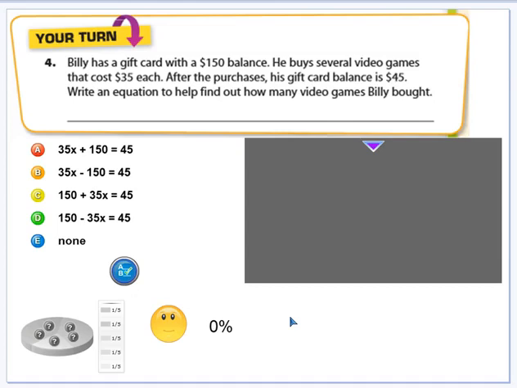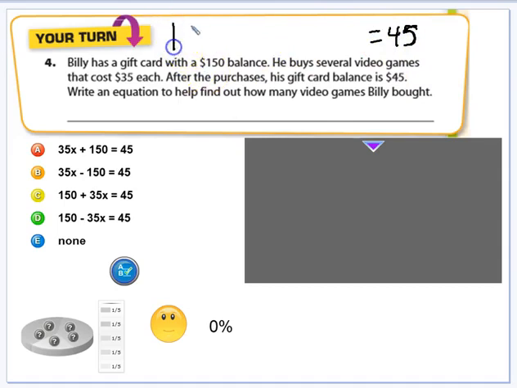All right. Billy has a gift card with a $150 balance. He buys several video games that cost $35 each. After the purchases, his gift card balance is $45. Write an equation to help find out how many video games Billy bought. Class, whenever you see the word is, that means equals. So we know it equals $45, okay?